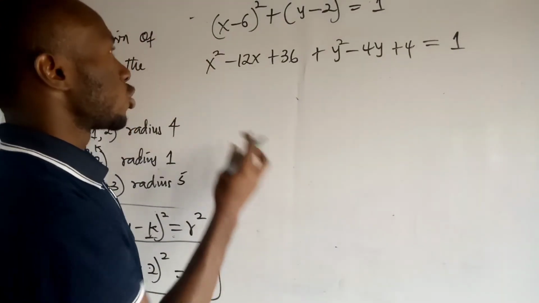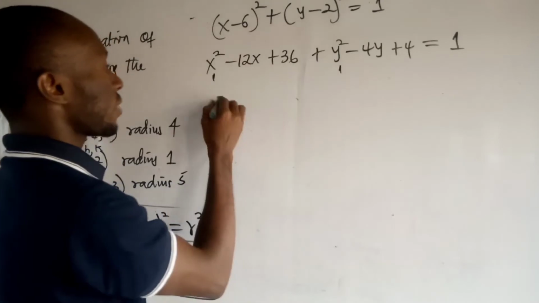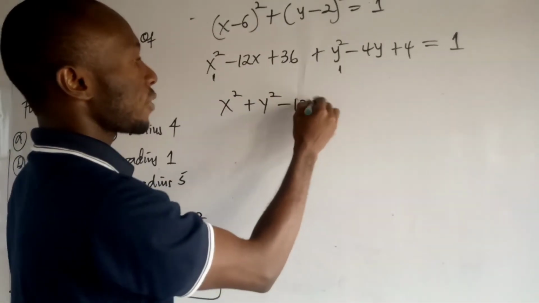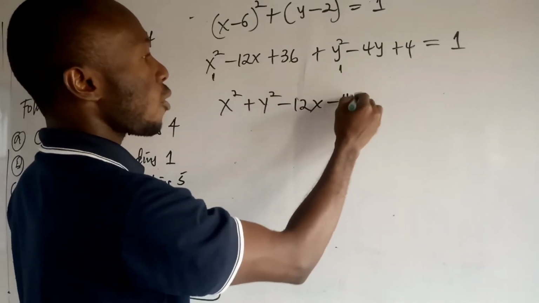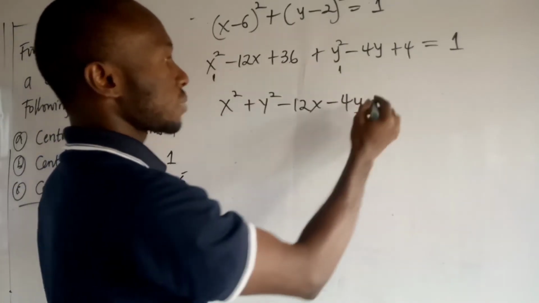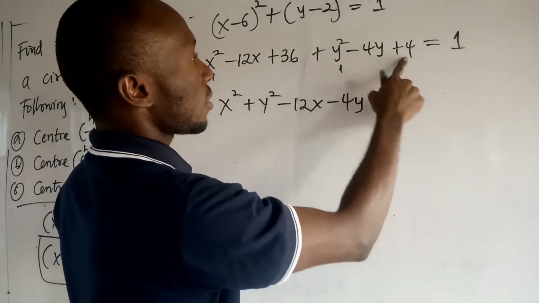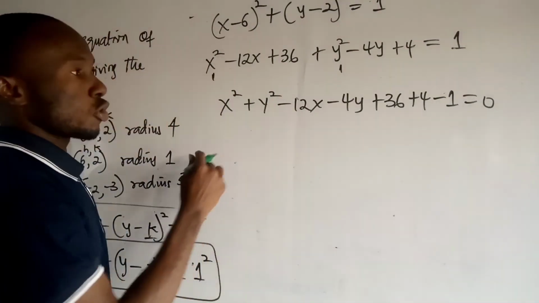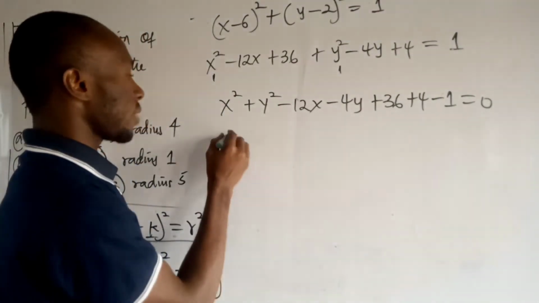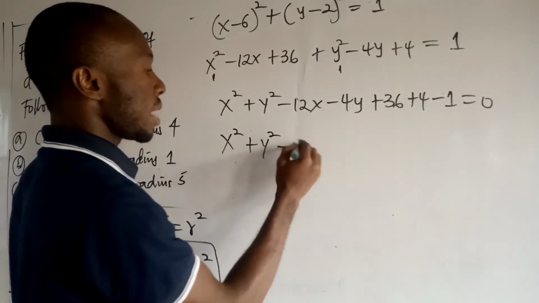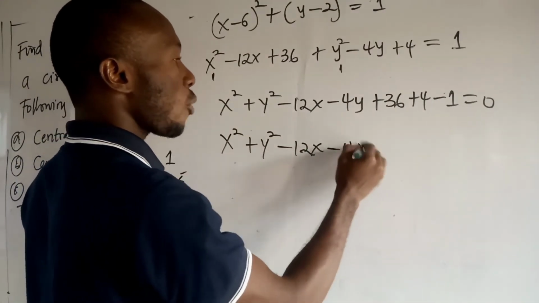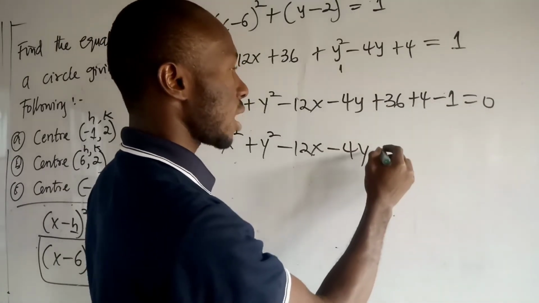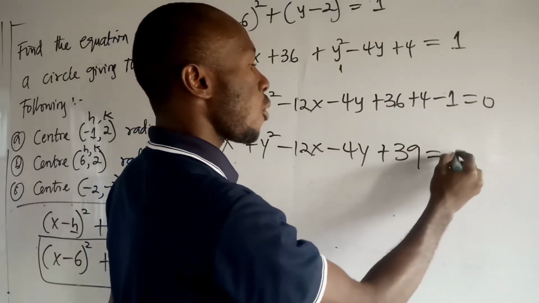Now the next thing you want to do is bring these terms together. So you have x squared plus y squared, then minus 12x, and minus 4y. And of course, all the constants become plus 36 plus 4 minus 1 equal to 0. So you go ahead and clean up this equation. So you have x squared plus y squared minus 12x minus 4y. 36 plus 4 is 40, then 40 minus 1 is 39. So I have plus 39 equal to 0.